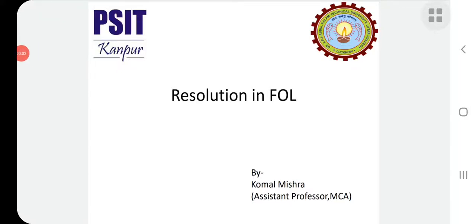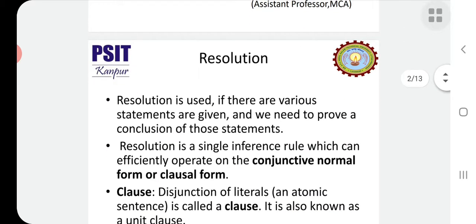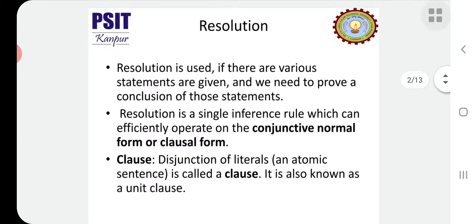In this video lecture, I'm going to discuss resolution in FOL. FOL stands for first order logic. I have already explained first order logic. If you have any doubt, then you can check the FOL video. So, first of all, we should understand what is resolution.